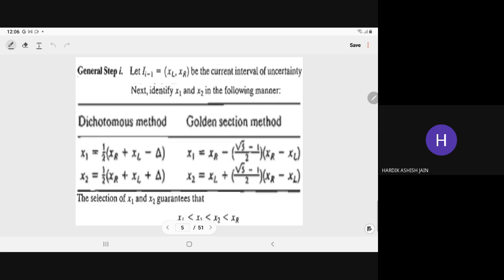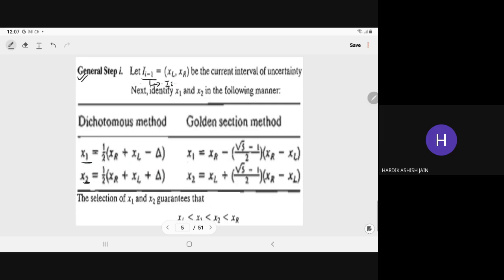So what is the general step? Let the interval at the (i minus 1)th step have endpoints xl and xr. If you have to determine the next iteration's interval, we have the formulas for the coordinates: x1 is equal to 1/2 of (xr plus xl) minus delta, and x2 is equal to 1/2 of (xr plus xl) plus delta.